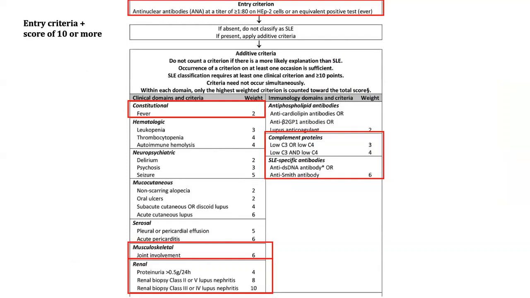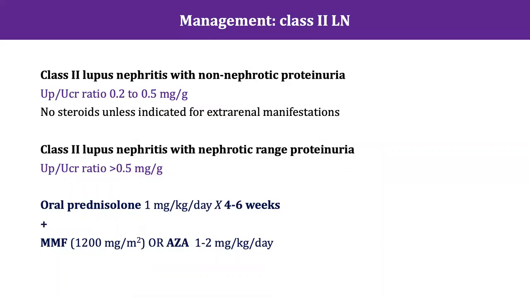As discussed, she had a positive ANA for the entry criteria and a score of more than 10, as she had considerable symptoms of fever, joint involvement, a renal biopsy suggestive of lupus nephritis, low C3, C4, and positive anti-dsDNA antibody. Coming to the management of lupus nephritis class 2, in a patient presenting with non-nephrotic range proteinuria, no steroids are indicated unless for extrarenal manifestations. If a child presents with nephrotic range proteinuria, we go ahead with oral prednisolone at a dose of 1 mg per kg per day for 4 to 6 weeks, plus MMF or azathioprine.